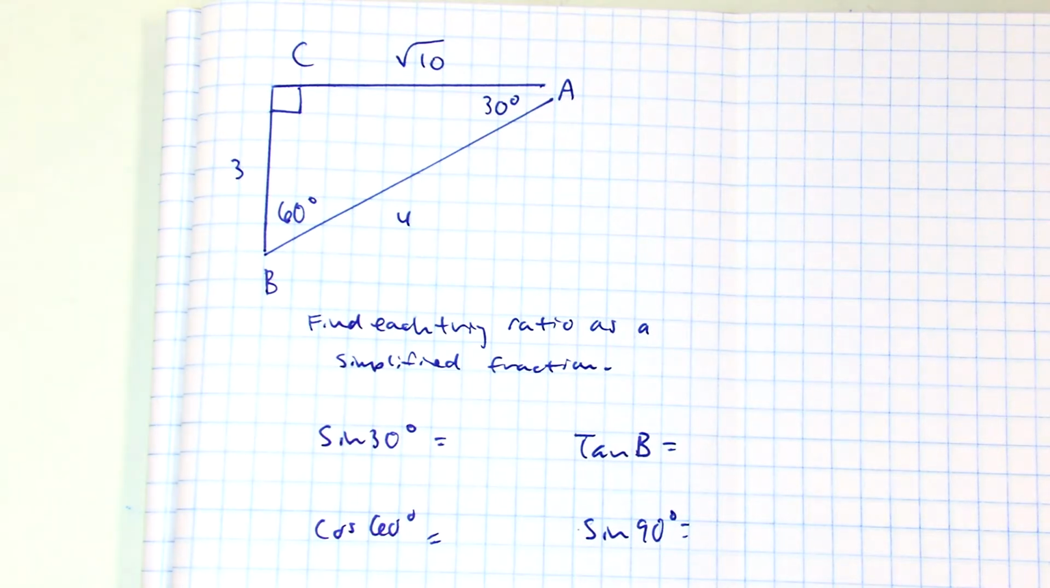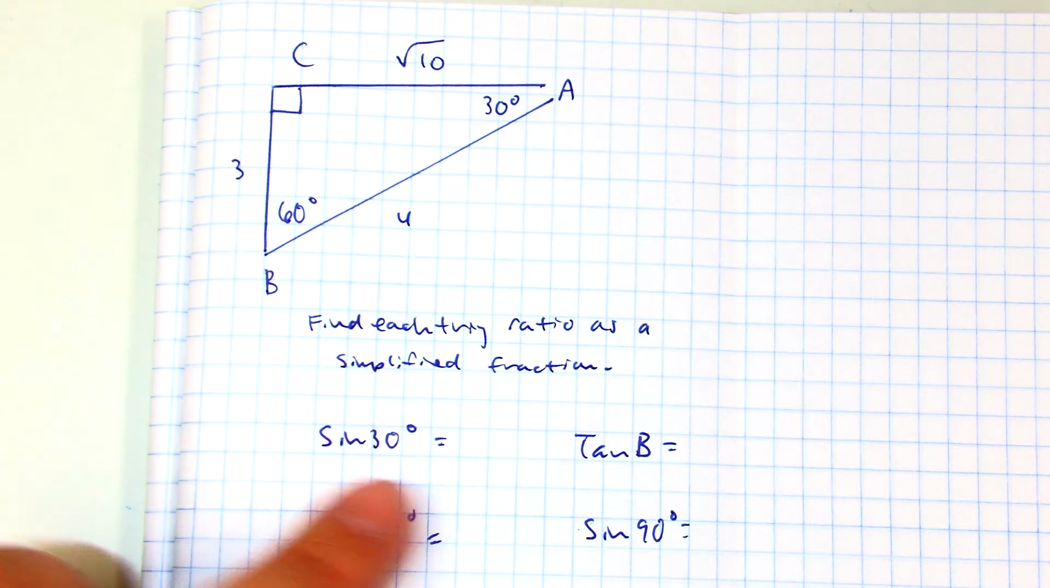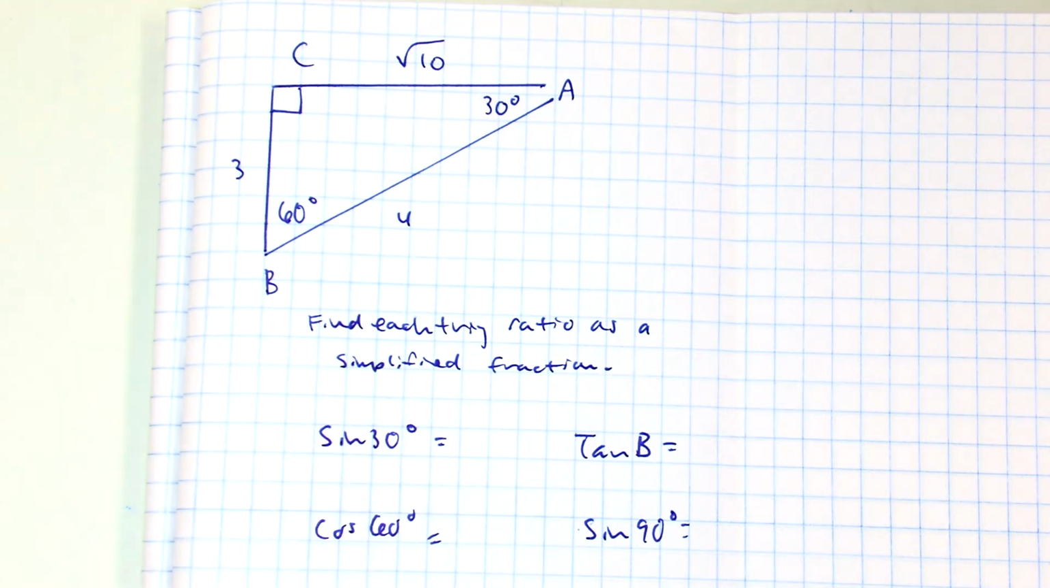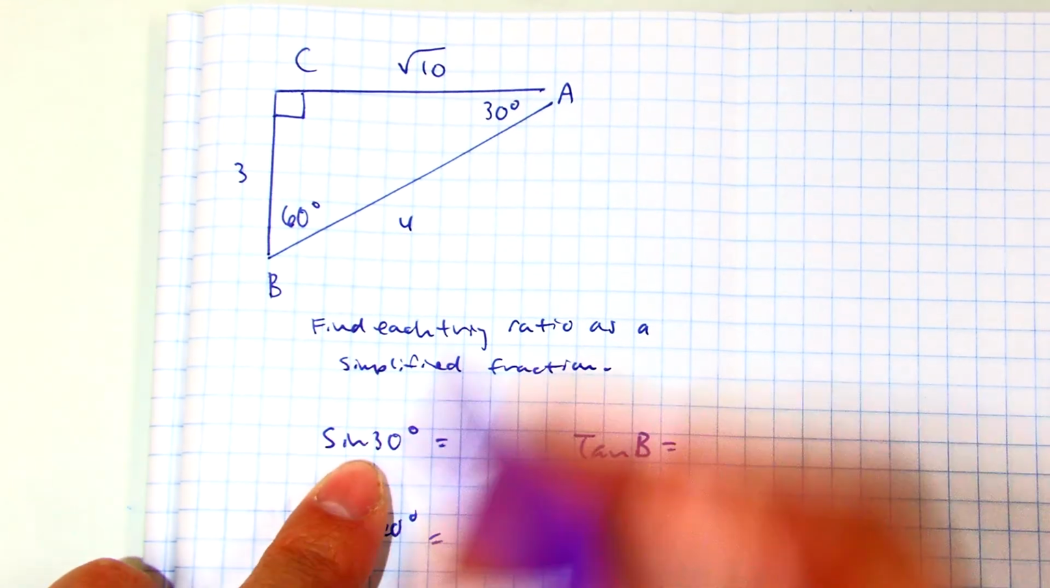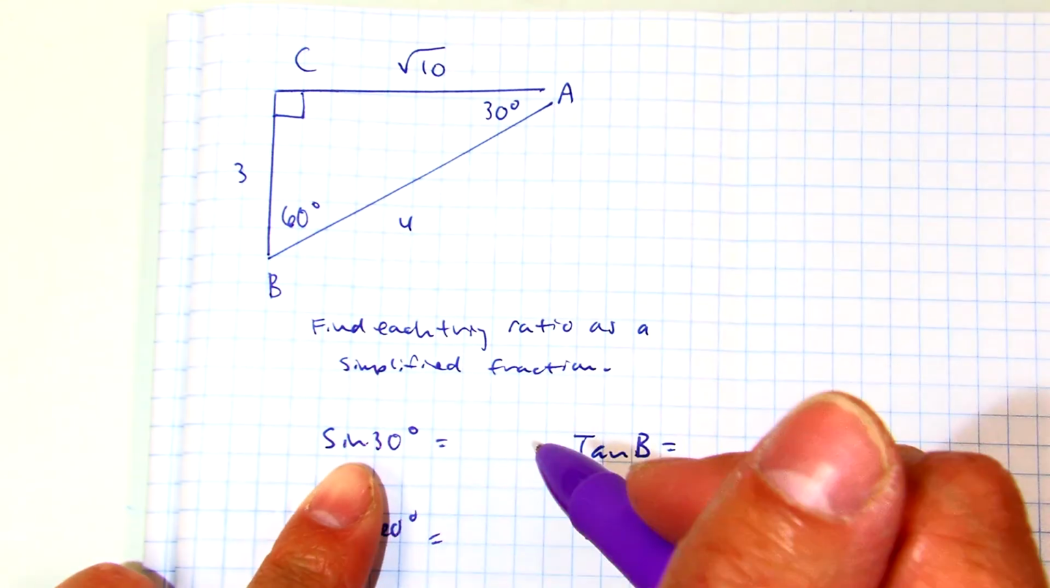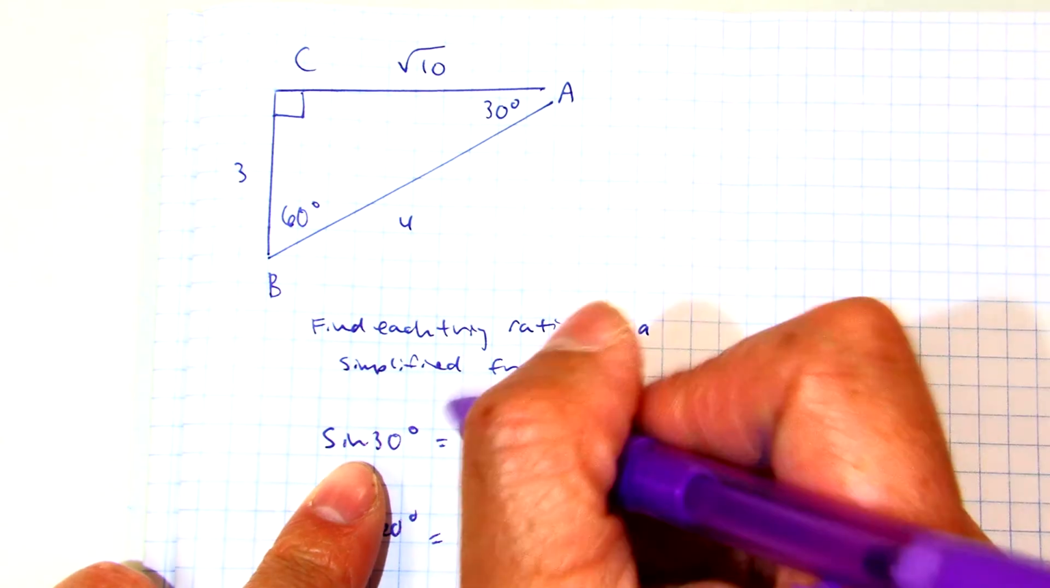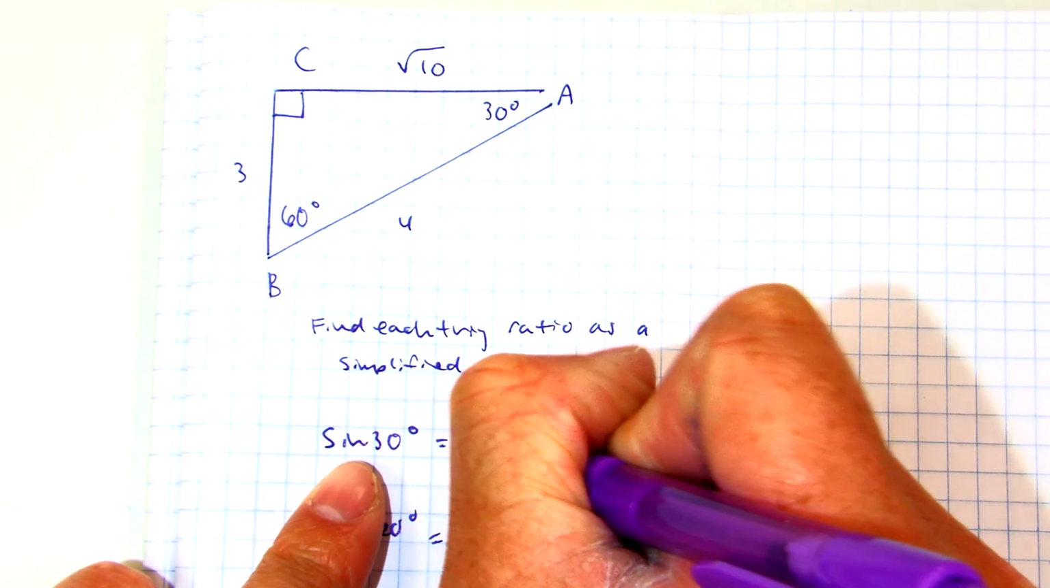Alright. We need to find each of these trig ratios, these four, as simplified fractions. Jocelyn, tell us one. Sine of 30? Yeah. Which two sides is sine? Yeah. What's our silly phrase?